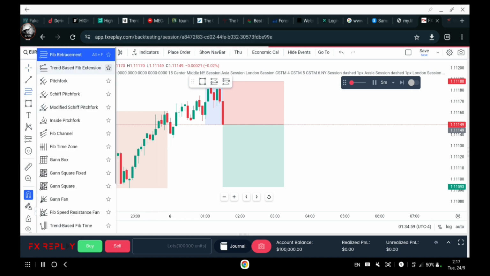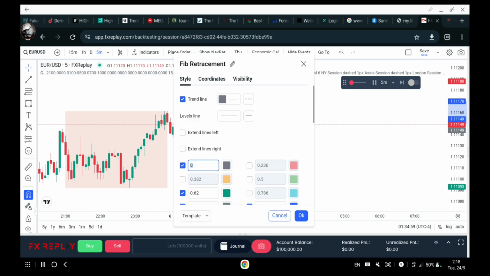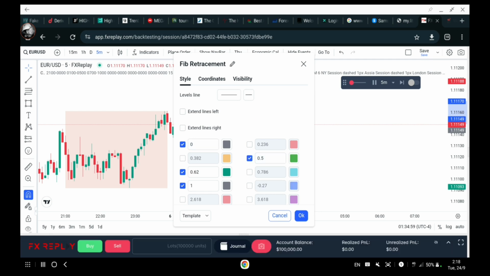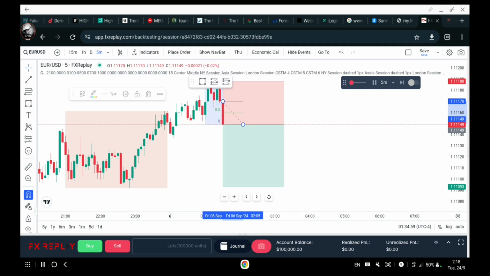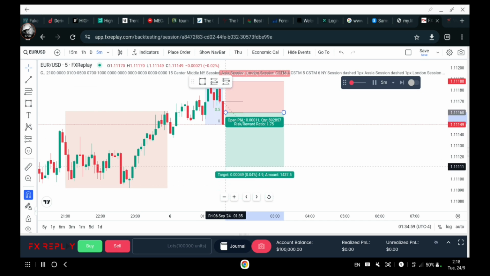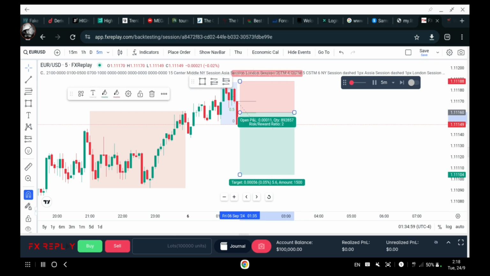So let me mark the 50% of that candle right there. Let's add the 50% to the fib and remove these other values. This was another strategy being tested. That's where our entry is, the 50% of that candle, and we target a 1 to 2, just like that. And I'm not going to forget to place an order.